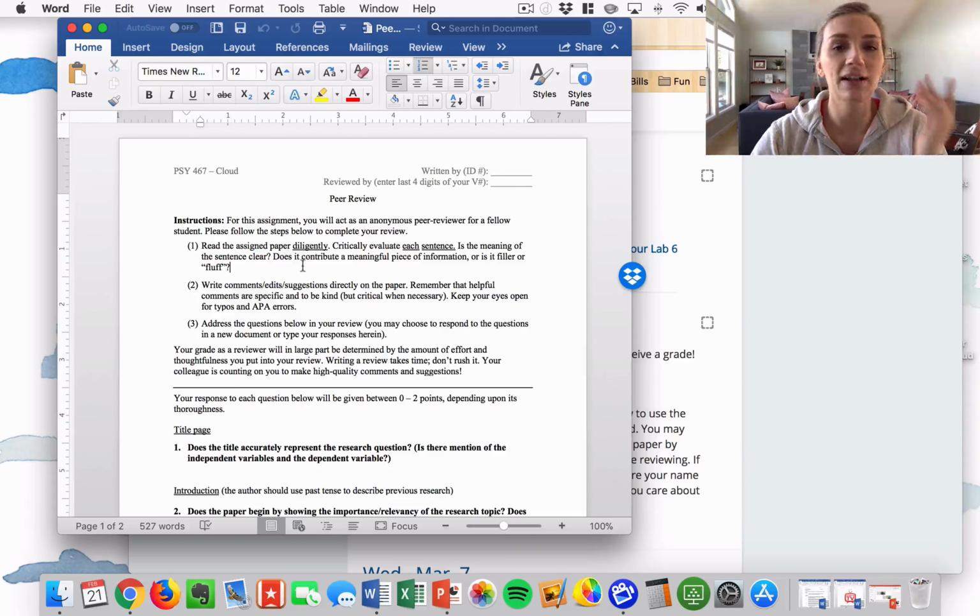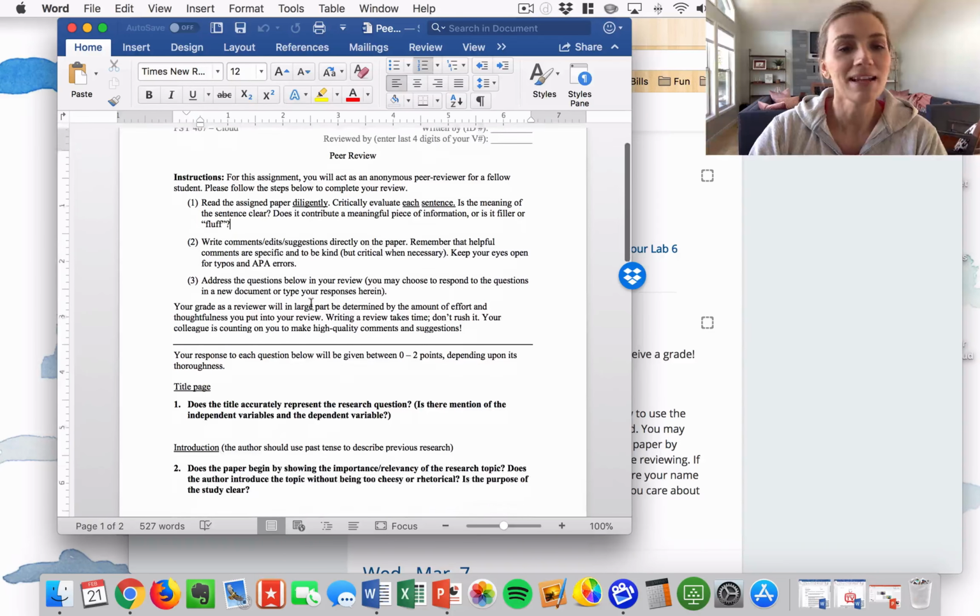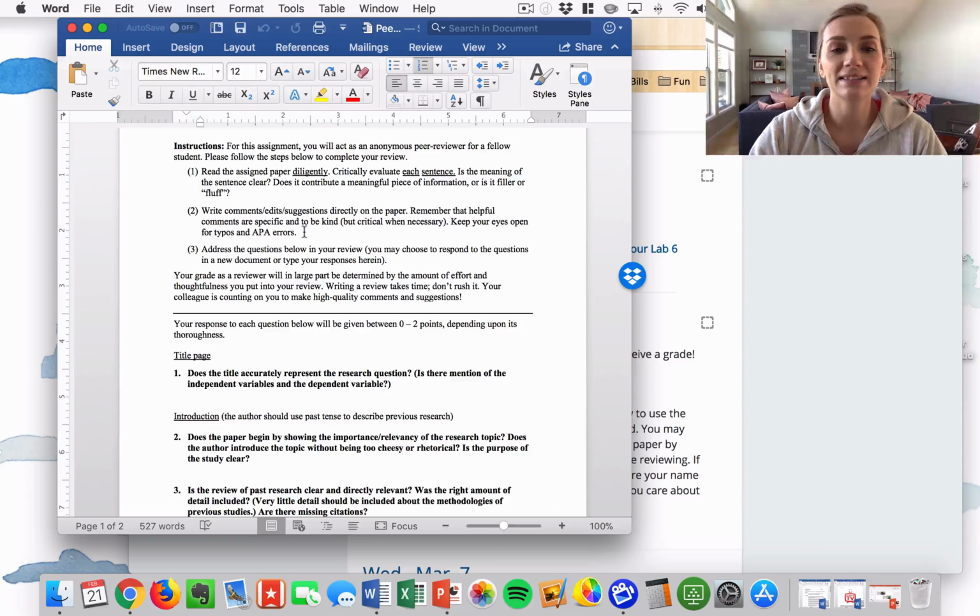So if you see something that's fluffy, call them on it kindly. Then you're going to write comments and edits and suggestions directly on their paper. Remember that helpful comments are specific, and also remember to be kind, but critical when necessary. So be specific. Don't just say, this is awkward, or I don't like this sentence, or this is unclear. Try to be as specific as you can, with constructive criticism, where you're kind, but don't hesitate to be critical, because that's ultimately going to be in the student's best interest for you to catch some errors. Keep your eyes open for typos and APA errors.